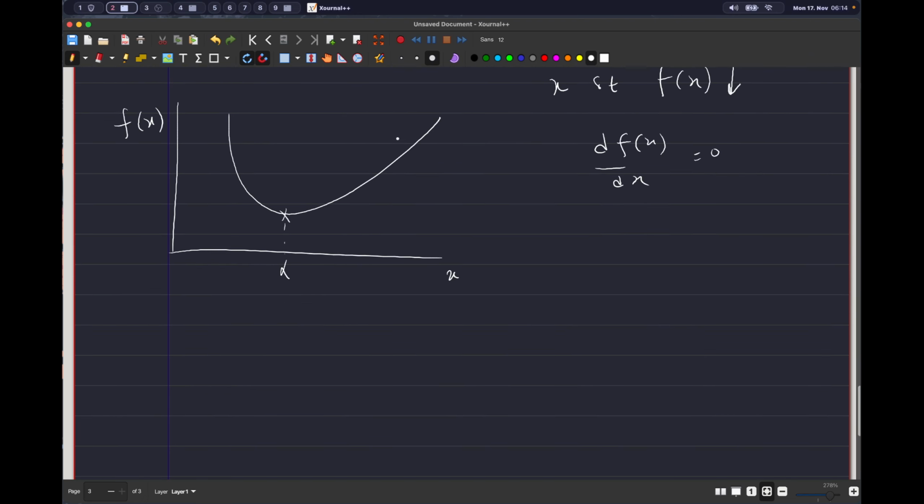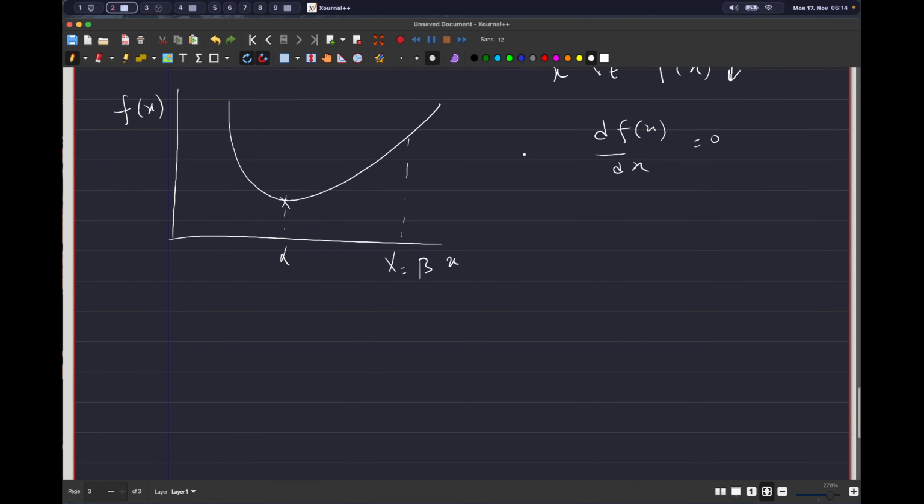Another way is to start at a random value of x. Let's say we set x equal to some random value beta, right? Now we calculate f of beta, and we are trying to optimize x such that f of x is minimum. So at this point we calculate the gradient.